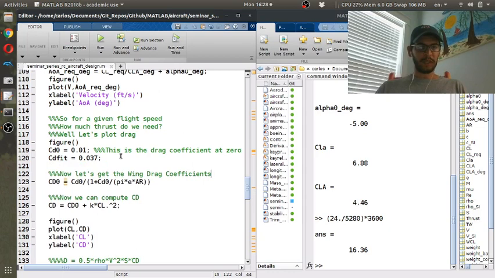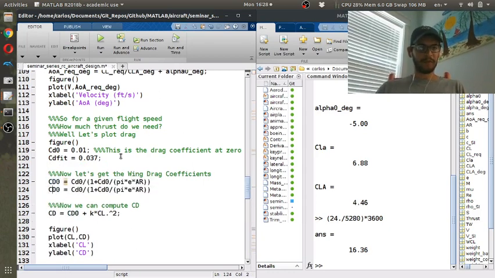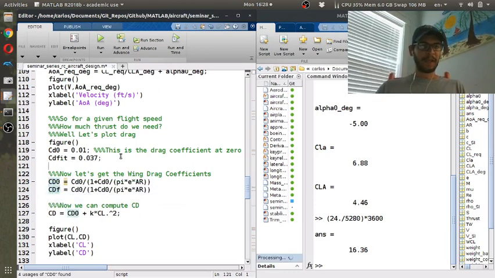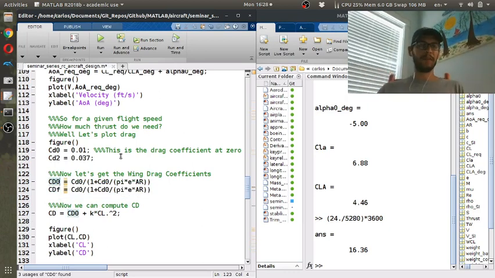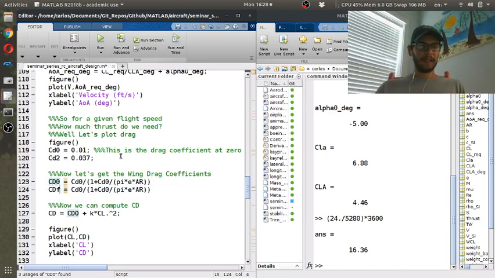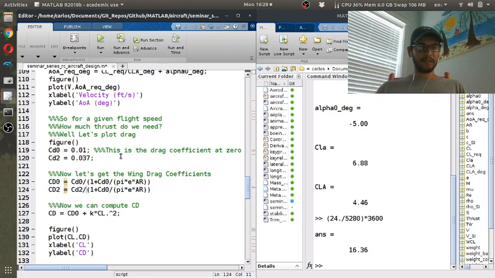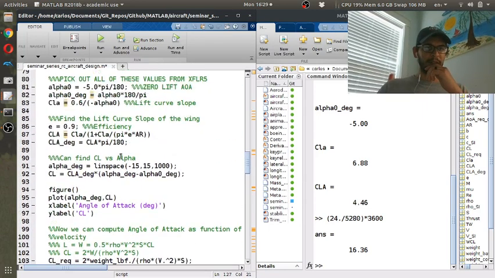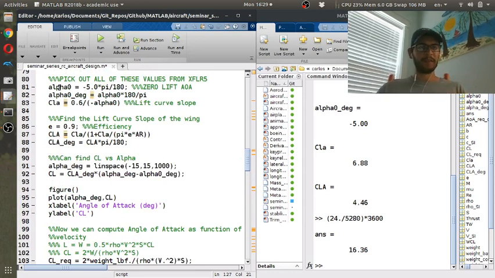Now let's compute the wing drag coefficients. So that's fine, but we also need to do the same for CD. I don't want to call this CD fit. I want to call this CD2. It's the quadratic component. So this is CD naught, and then this is CD2, and then we can compute CD. So we got CD naught plus CD2 times alpha. What is it? Is it alpha degree? No, not degree. Alpha 0. No. There it is.